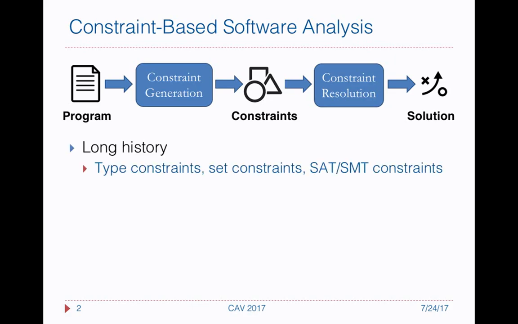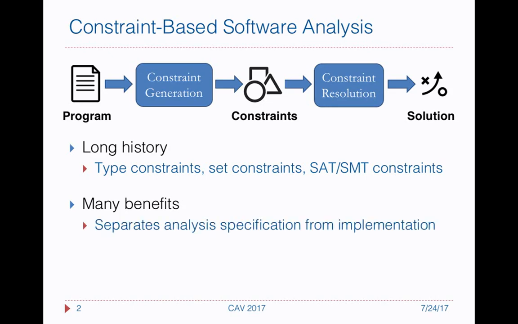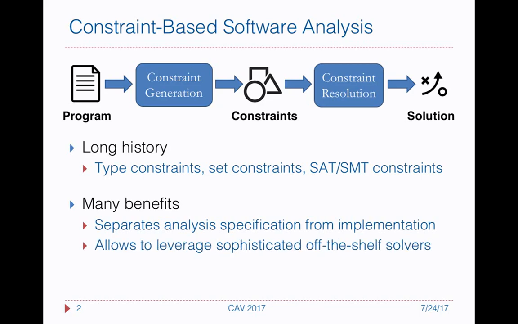Now, there's a long history of constraint-based software analysis, going back to type constraints, which are used for type inference, and then set constraints, and more recently, SAT and SMT constraints. And this approach is popular because it has many benefits, some of which I'll list here. So first is that it allows to separate the specification of your software analysis problem from the implementation. It also allows you to leverage sophisticated off-the-shelf solvers for the second phase of constraint resolution. It also yields natural program specifications. What I mean by that is that these constraints can be generated locally from different parts of the program, but then solved to yield global properties about the program, and so on. Okay?